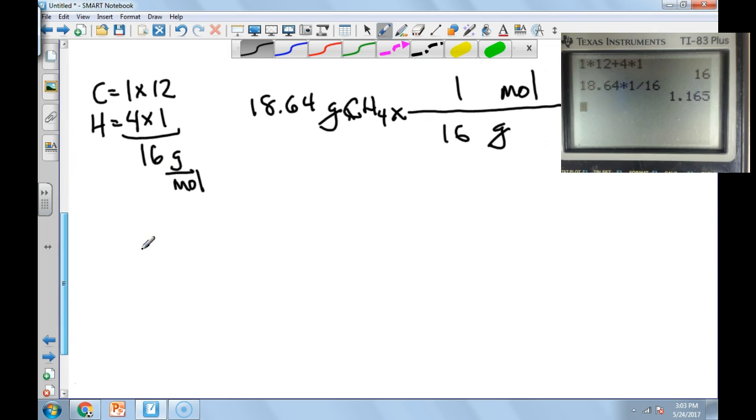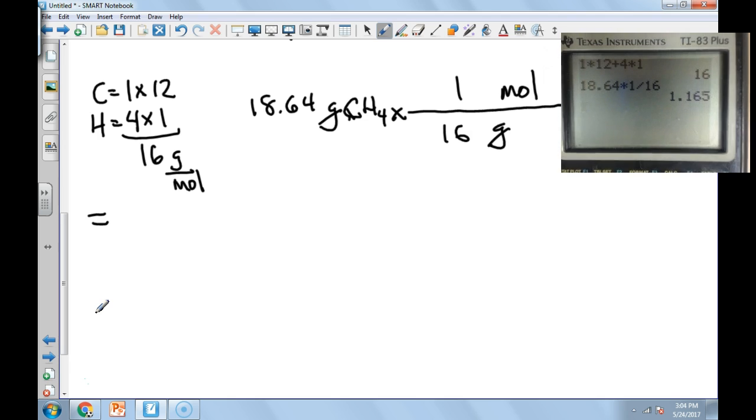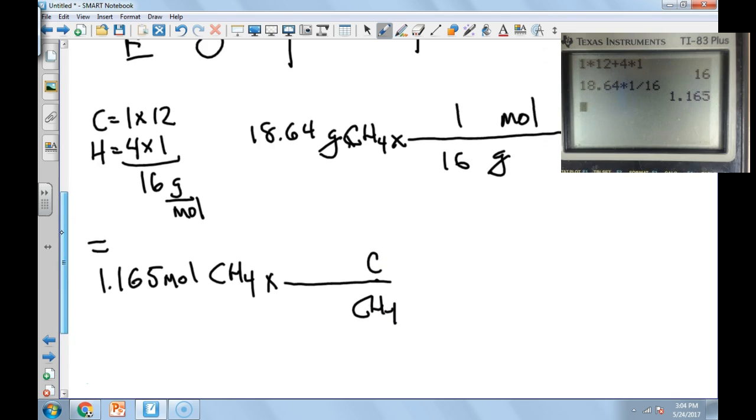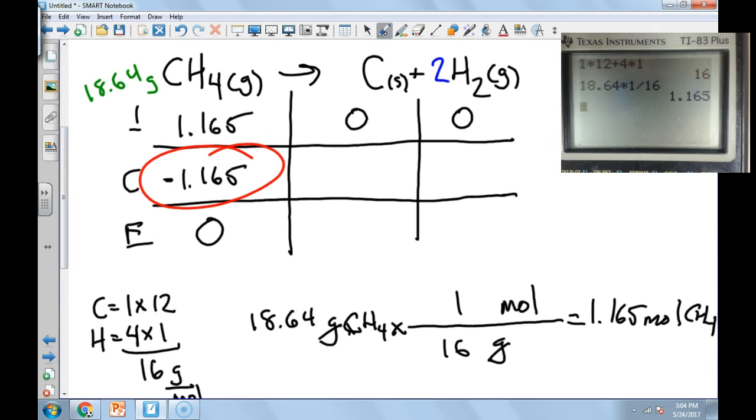Now, I get it that if you see this enough, you'll kind of be able to do this maybe even in your head, totally fine. But let's do this out just so you know. So we get 1.165 moles of CH4, and that's methane, and that's how much we've used up. But for every mole that's used up, let's see, so now look what I'm going to do. I'm going to put CH4 here, okay, and then I'm going to use the balanced chemical equation to do this.